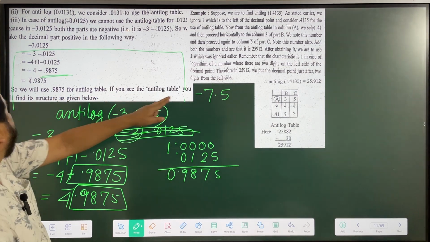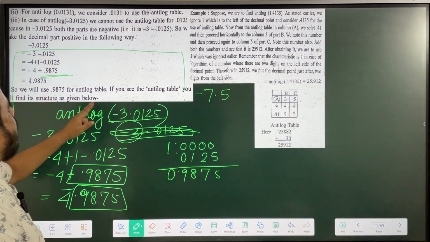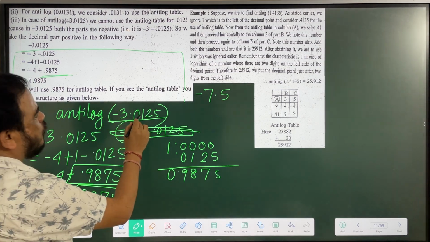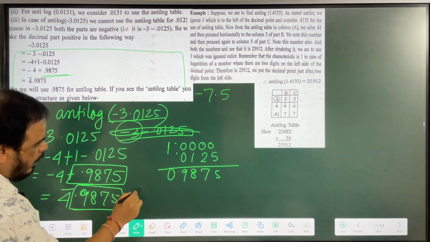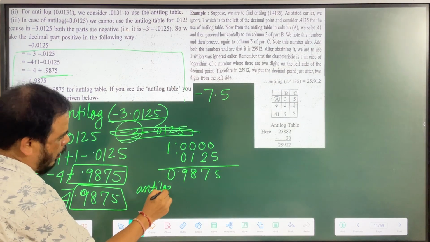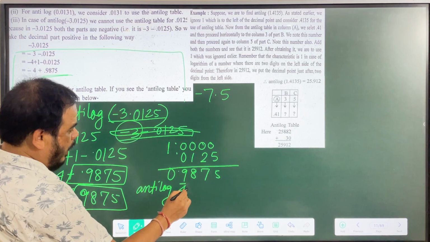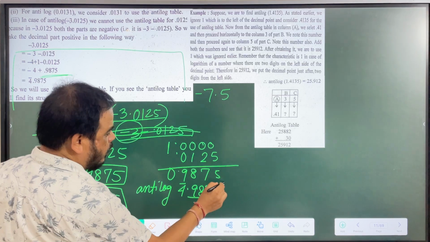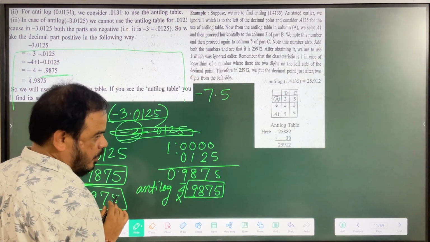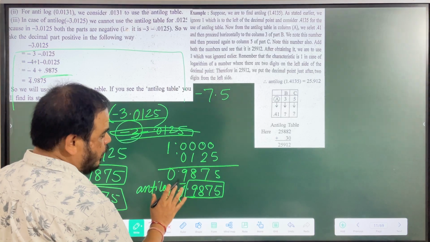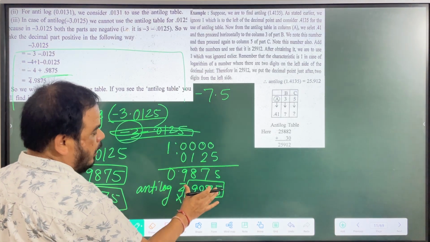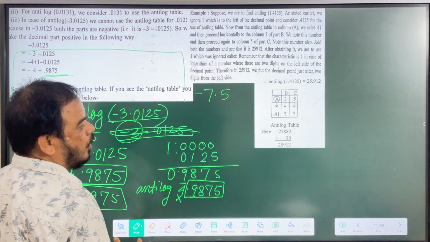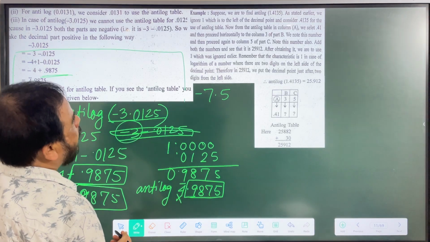If you see the antilog table, you will find its structure as given below. Now what we are going to find, the antilog of minus 3.0125, means we have to find the antilog of 4 bar 0.9875. The integral part is always neglected for antilog. We have to take the part after the decimal only, because that is related to antilog. So we will try to find the antilog now.